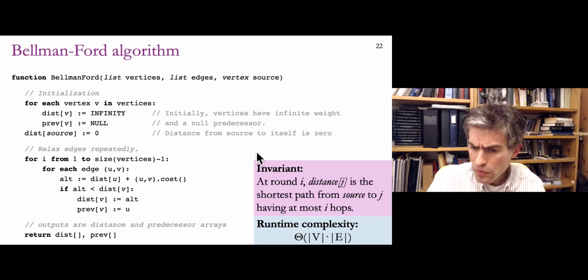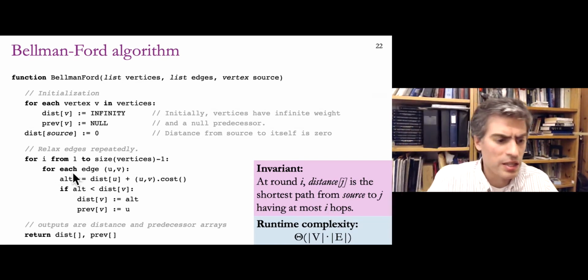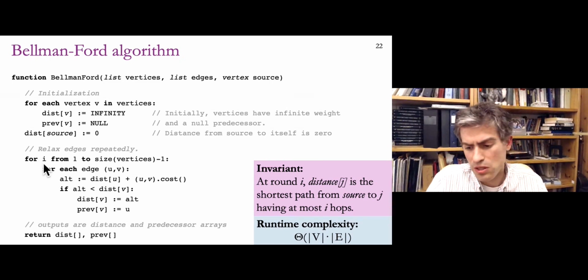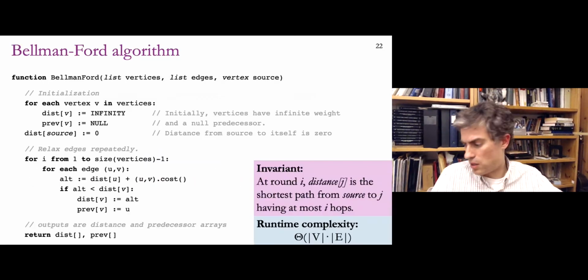So the invariant here is that at round I, considering this for loop here, this distance array that we're building has the shortest path from the source to destination j that has at most I hops. And the runtime complexity is easy to see just by summing up these two loops: it is the number of vertices times the number of edges in the worst case. Okay, so to see this work, let's look at a simple network.